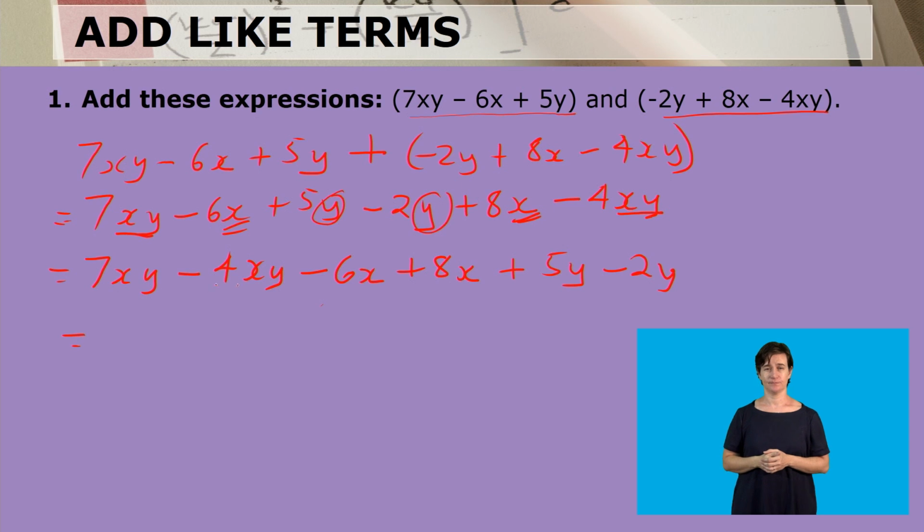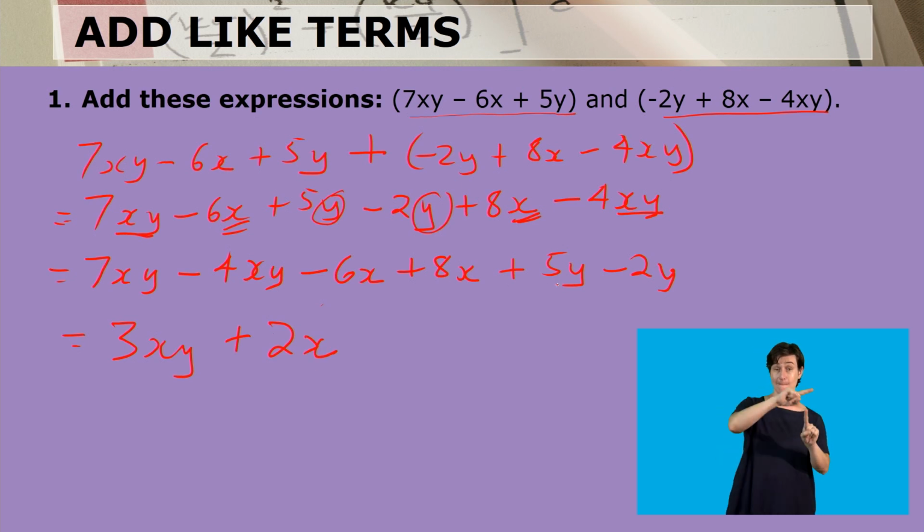Now let's look at it. We have to look at these two terms. 7xy minus 4xy would be 3xy, and then the next set would be negative 6x plus 8x would be positive 2x, and then the last ones would be positive 5y minus 2y would be positive 3y. So that then is our answer.